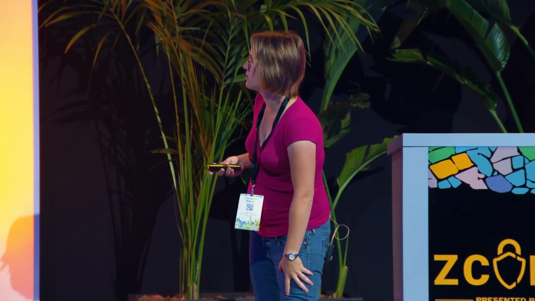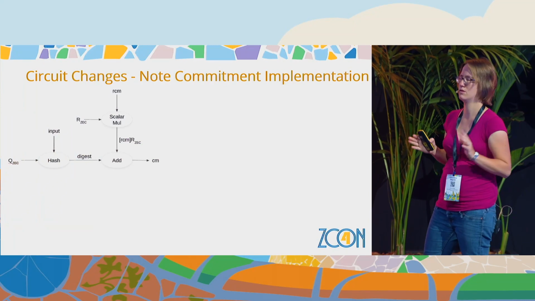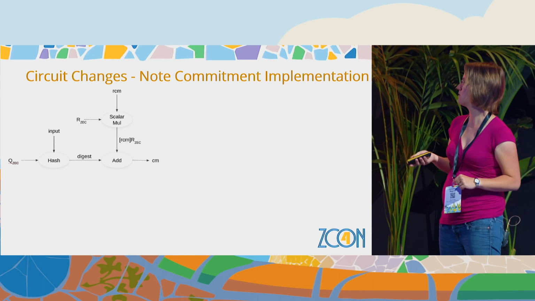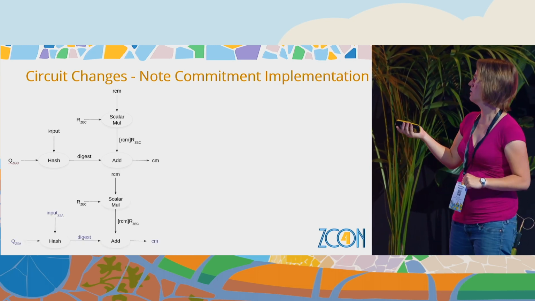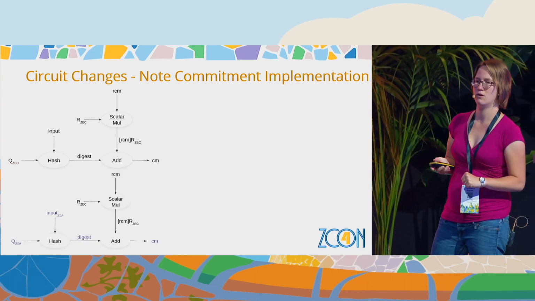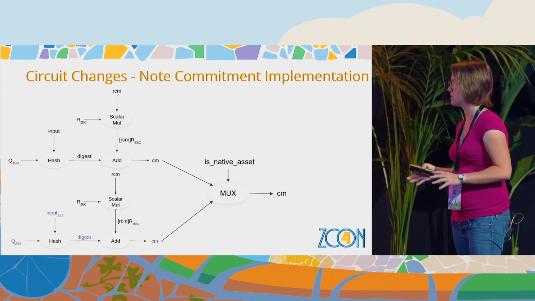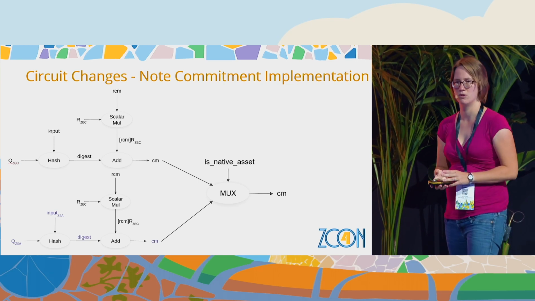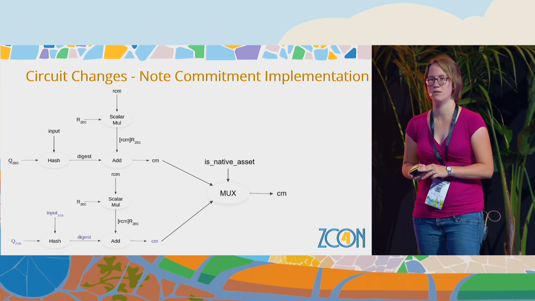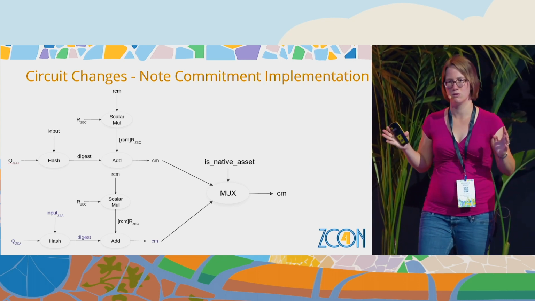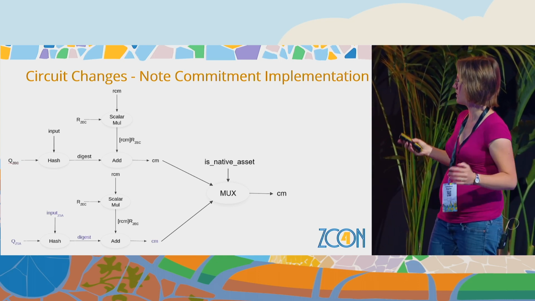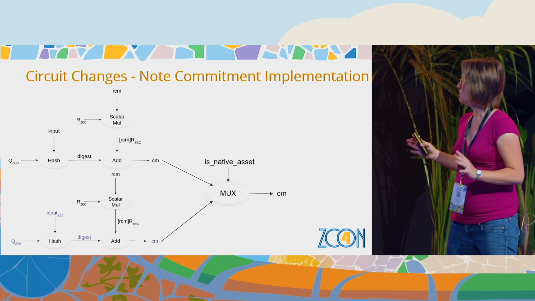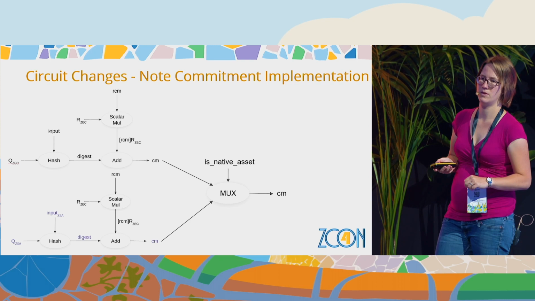So the first idea, which is not optimized for speed but which is secure, is to evaluate the two note commitments, the ZEC note commitment and the ZSA note commitment, and then to add a new gate, a multiplexer gate, which will select the desired note commitment according to the value of is native asset. So it is a private gate. We do not know which value we will select. So this implementation is secure, but it is not optimized.